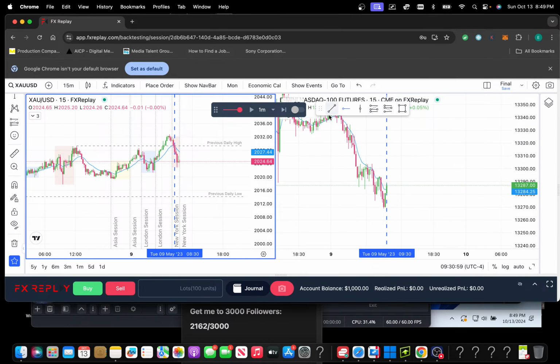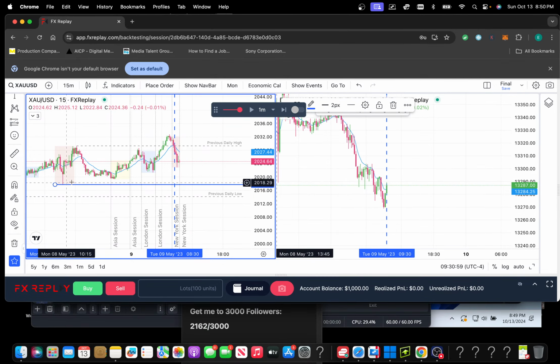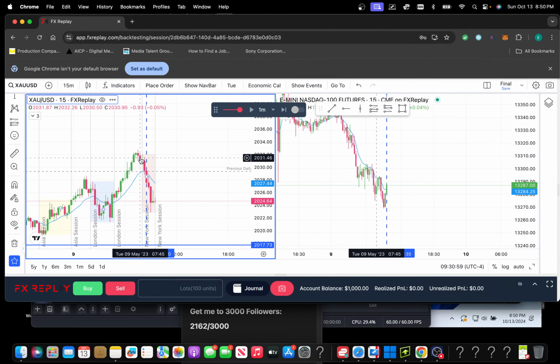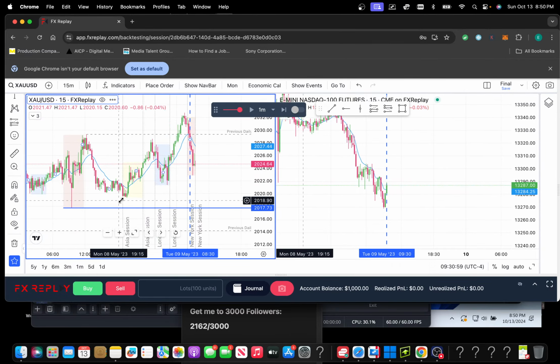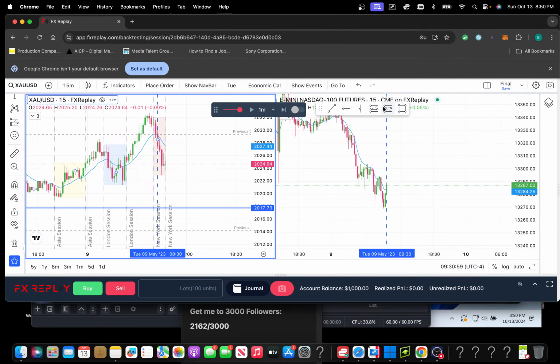Maybe we go down to this low. We were already halfway down at 8:30, so it wasn't like we cut the top at 8:30. But at 8:30 you could have got into sells immediately, and then there's the London low, the Asian low, and this low. So whatever gives you a 1 to 2.